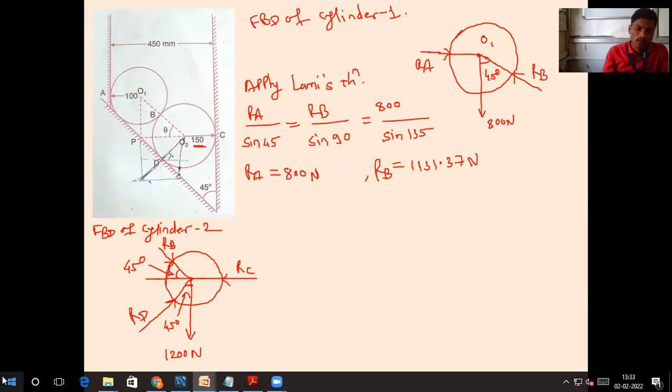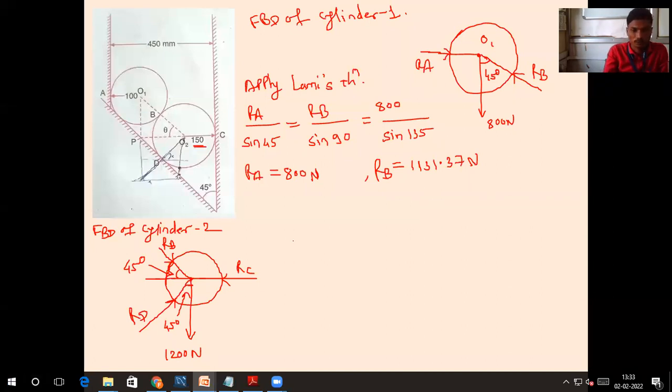Okay. Can we apply Lami's theorem here for FBD 2? No, sir, we can't apply. Why? Because there are more than 3 forces, 4 forces. More than 3 concurrent forces are there.